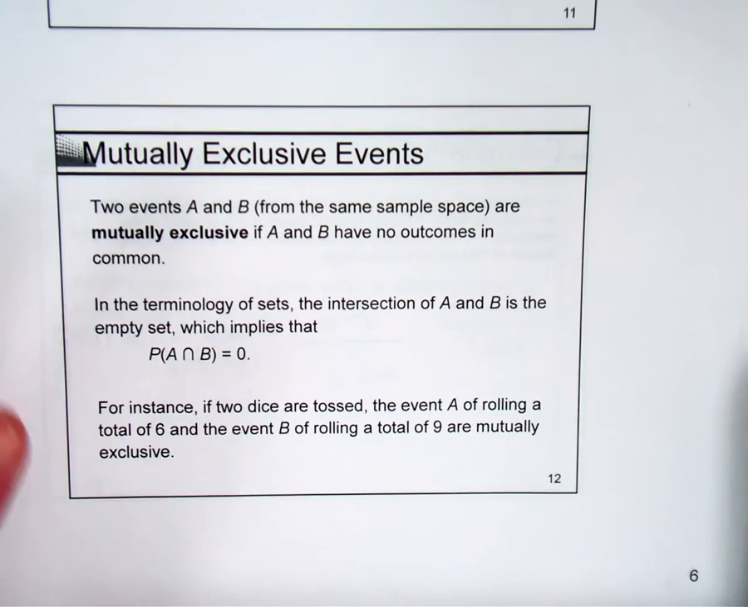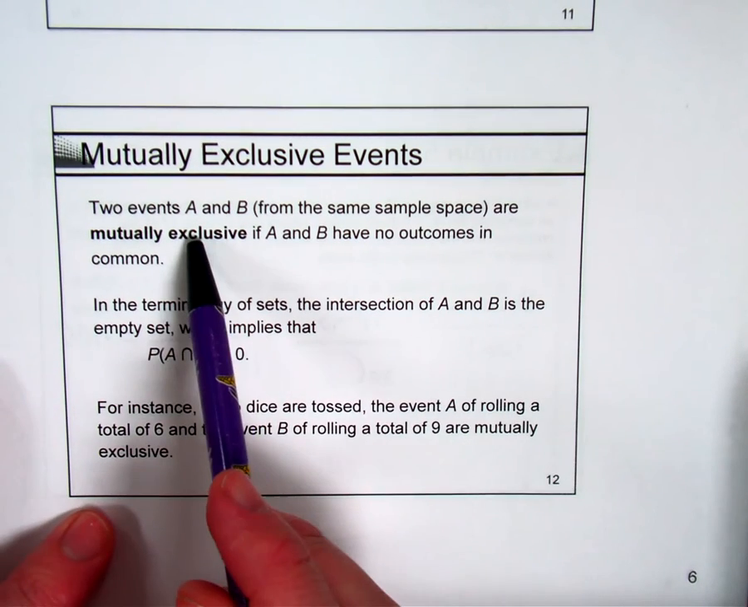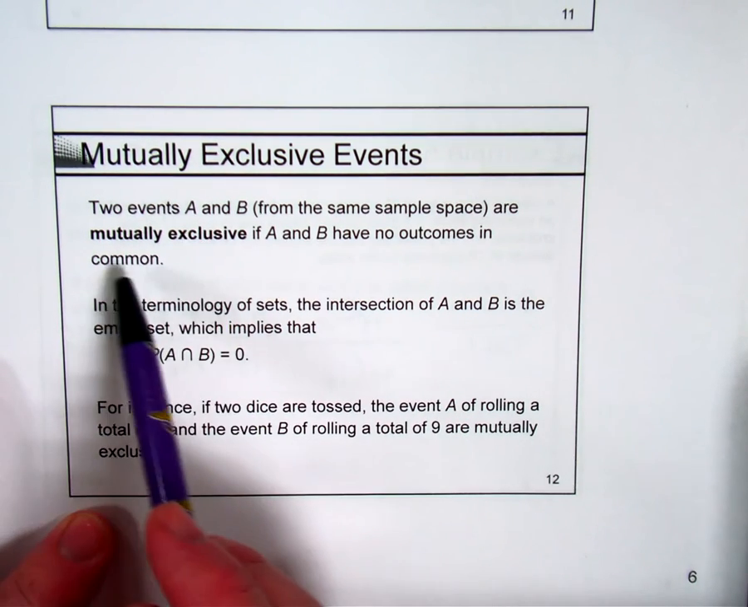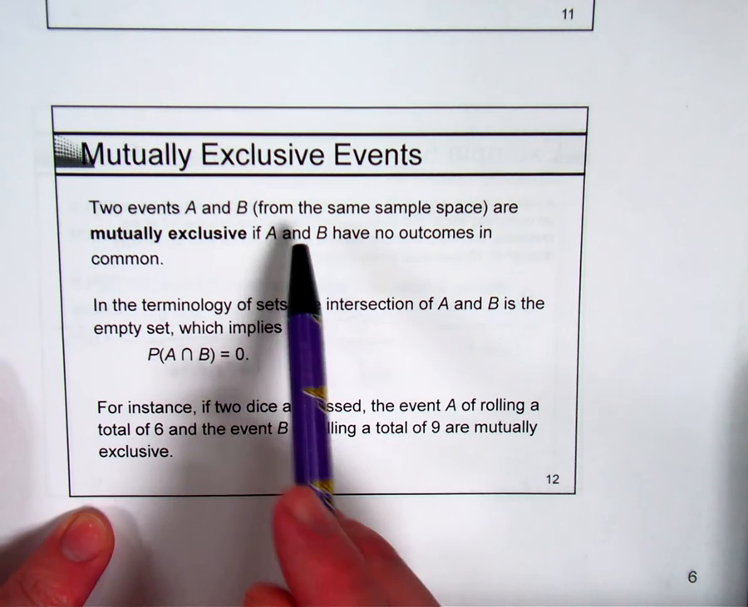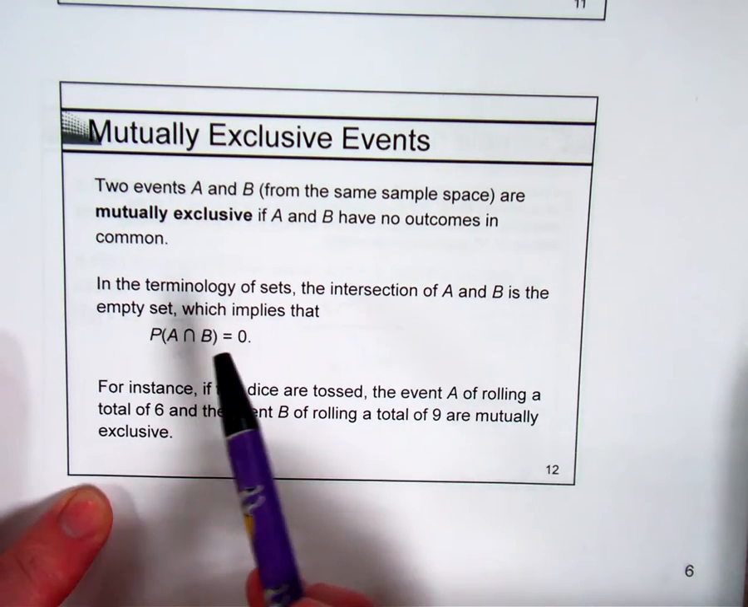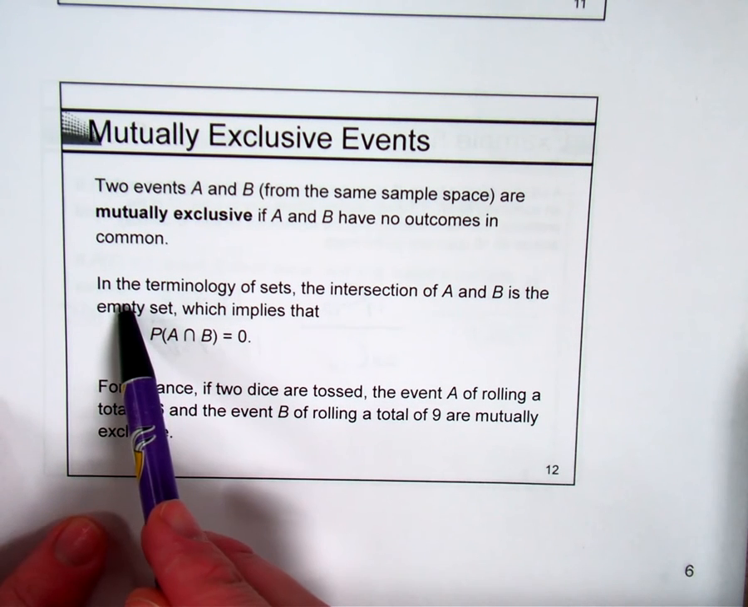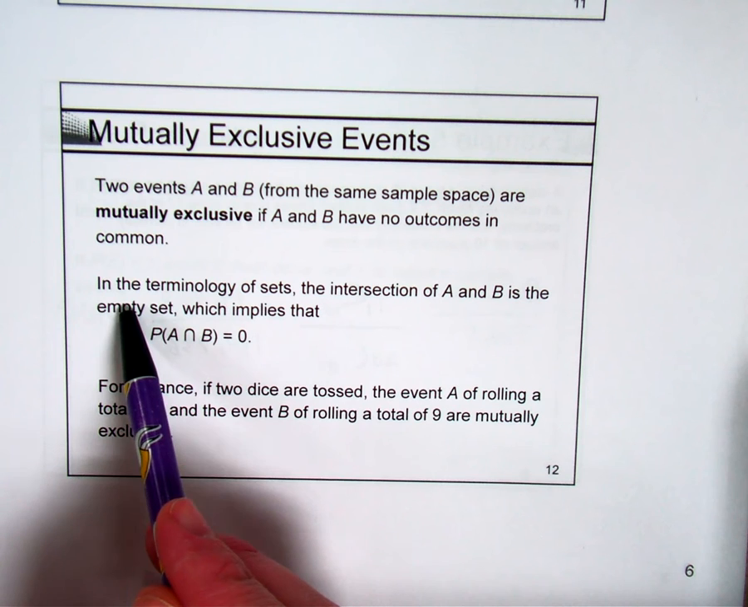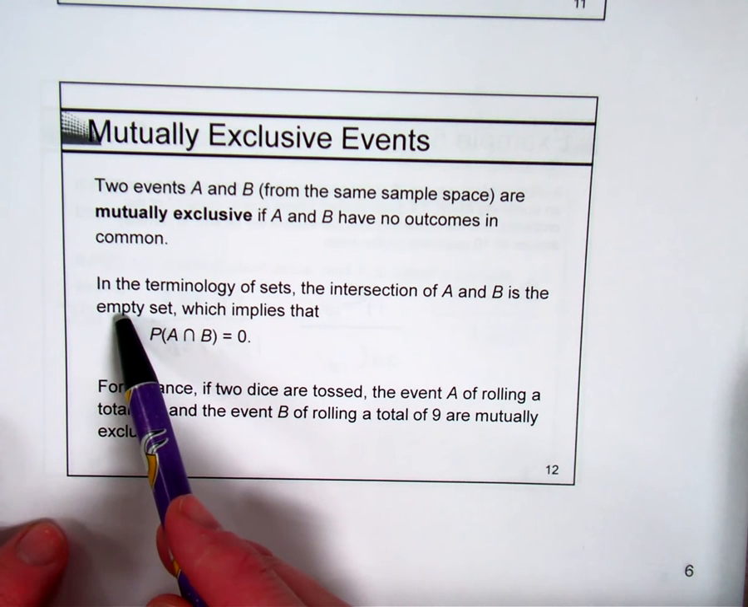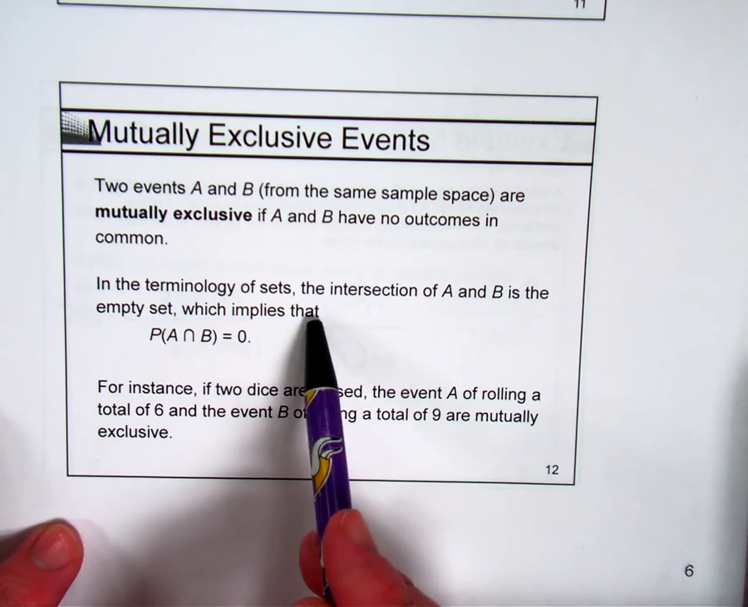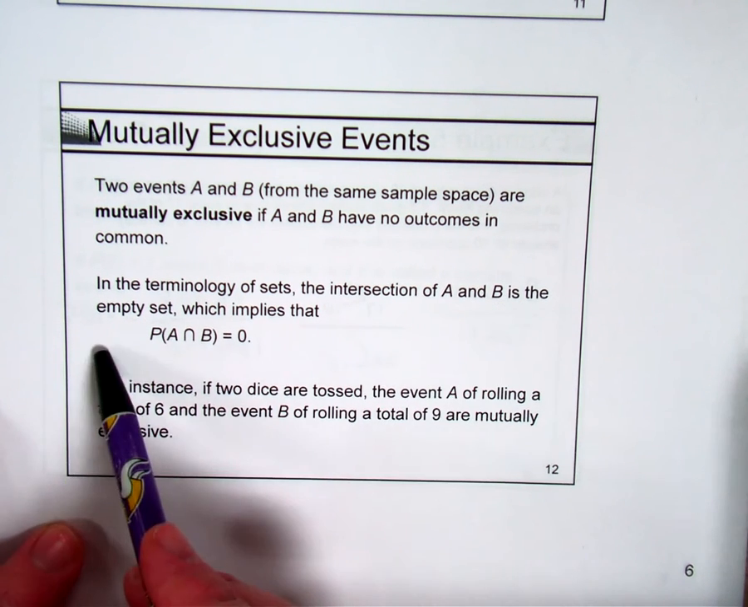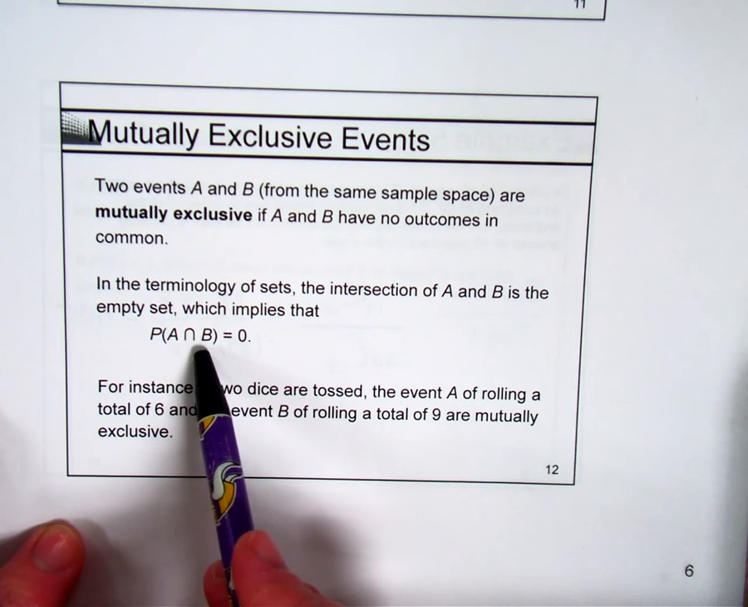Mutually exclusive events. 2 events A and B from the same sample space are mutually exclusive if A and B have no outcomes in common. Kind of like flipping a coin and rolling a die. In the terminology of sets, the intersection of A and B would be the empty set. There's no intersection of the 2 sets. There's no overlap.